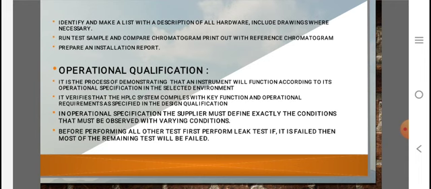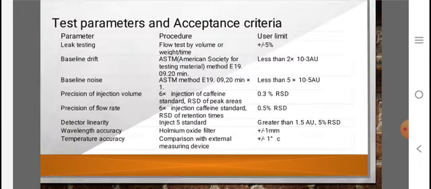It verifies that the HPLC system complies with key functional and operational requirements as specified in the design qualification. In operational specification, the supplier must define exactly the conditions that must be observed for verifying. Before performing all other tests, first perform a leak test. If it fails, then most of the remaining tests will fail. Test parameters and acceptance criteria. The first parameter is leak testing. Procedure: flow test by volume or weight per time. The limits must be plus or minus 5%.